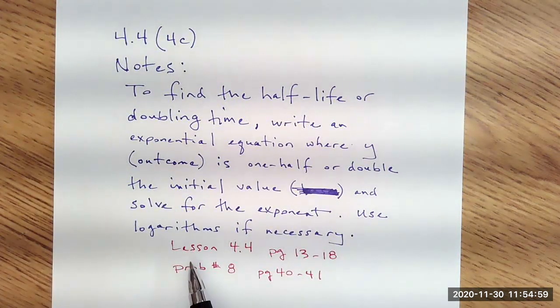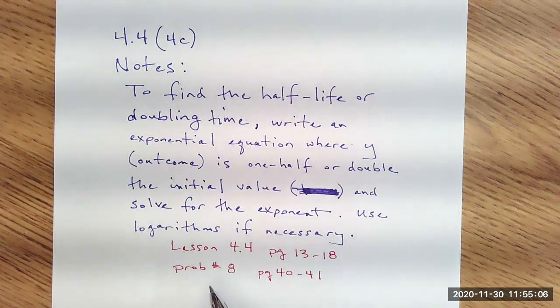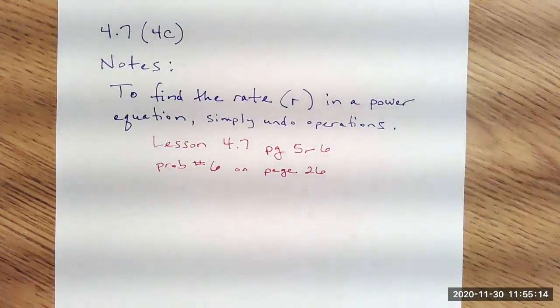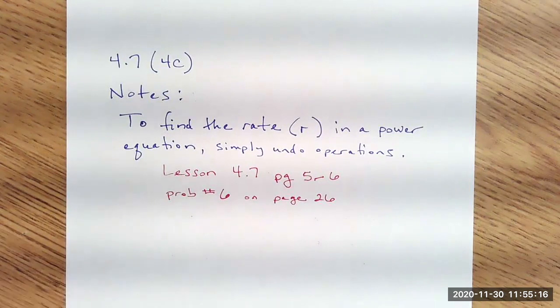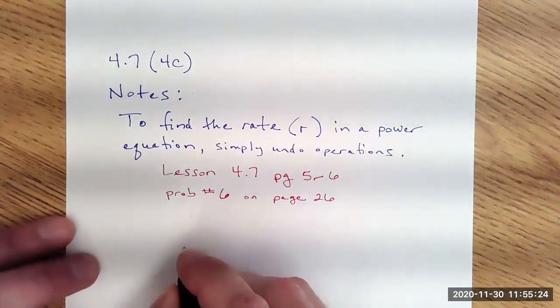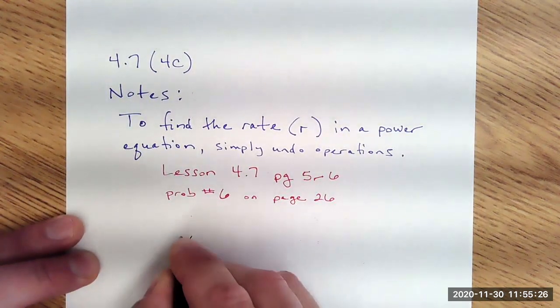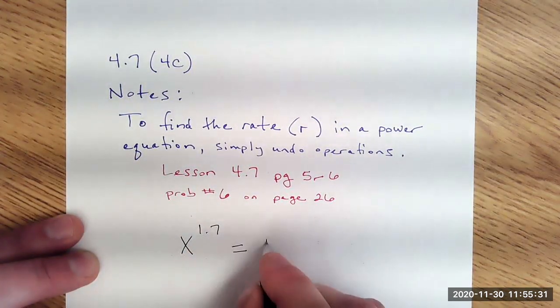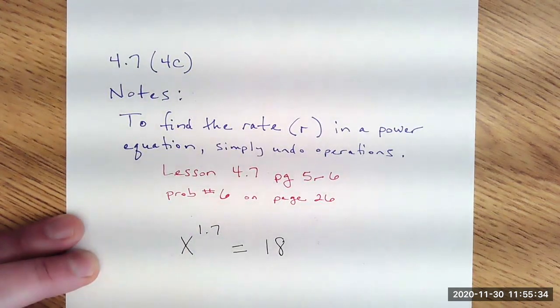A good example of this problem can be found on page 13 through 18 of lesson 4.4, and you should be able to do problem number 8 on page 40 to 41. The third type of 4C problem is asking you to find the rate in a power equation. Now remember, a power equation is like this. You have some value raised to a power equals some other value.